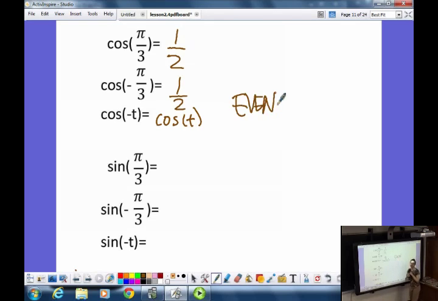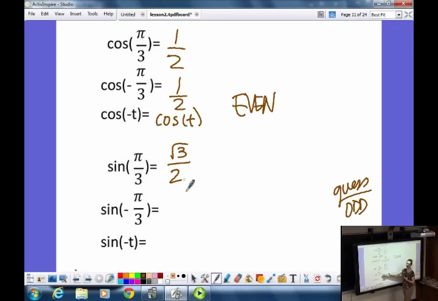So what about sine? Do you think that's odd, even, or neither? Just guess. Pick one. Odd? Okay, good. So we'll just put your guess down here, and we'll say odd. All right, so what is sine of pi over 3? Square root of 3 over 2. You can get that using your triangles if you drew them on your sheet as well.